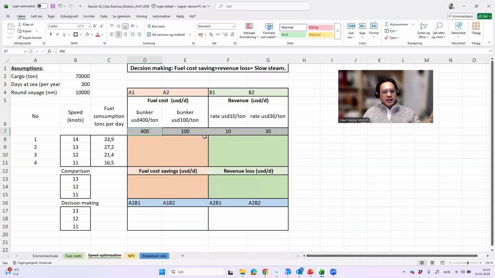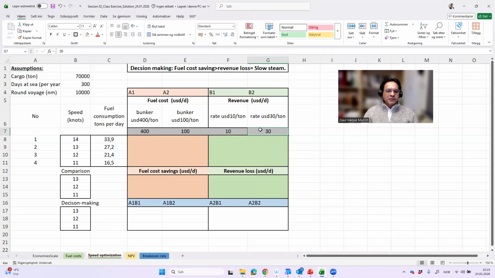Now here we are putting some numbers. So we are considering two scenarios for bunker. One is 400 and one is 100. 100 is not really feasible, but for now, let's just put it. We'll update with real numbers later. And then again here, we have the freight rates. So I just put 10 and 30 for now. So we just keep it as it is. We can update it later as well with real data.